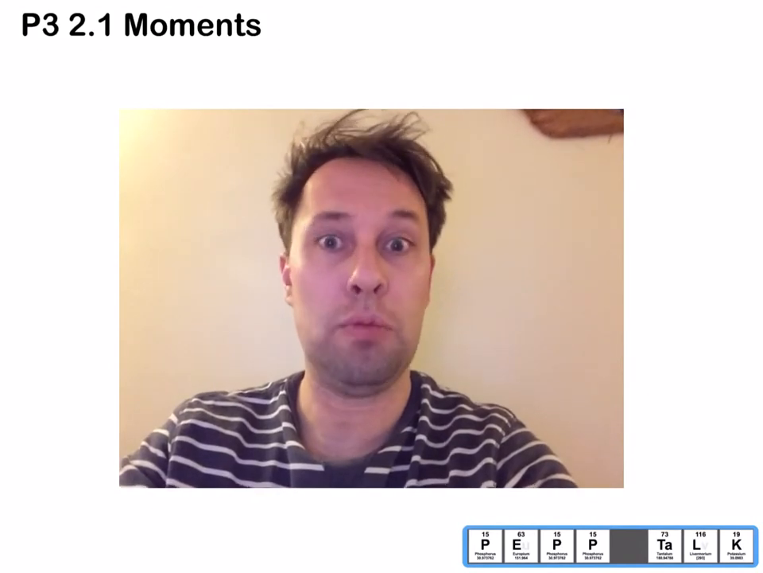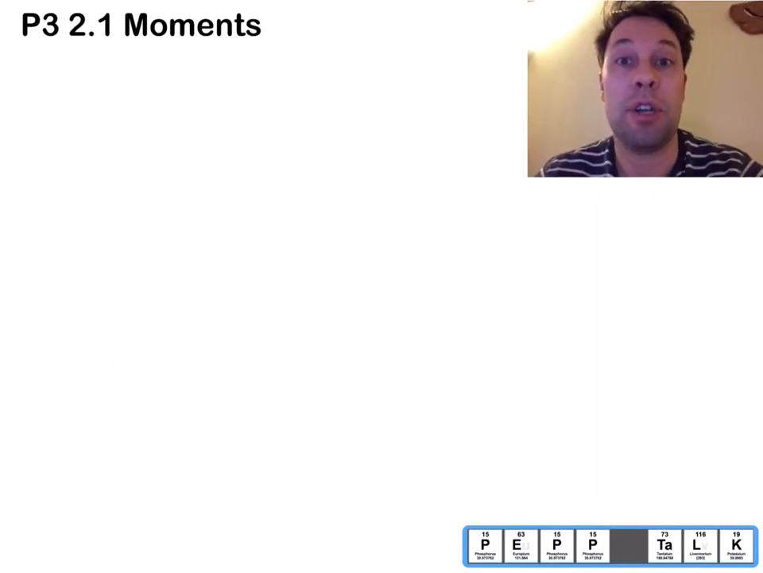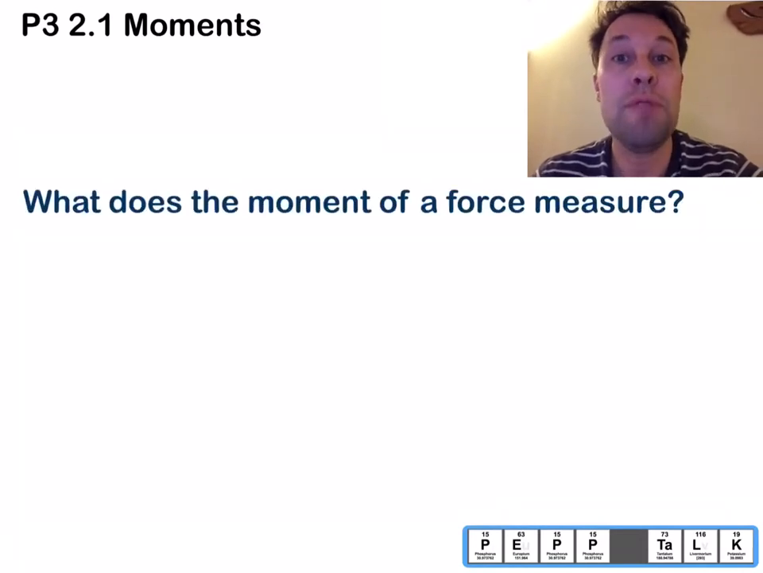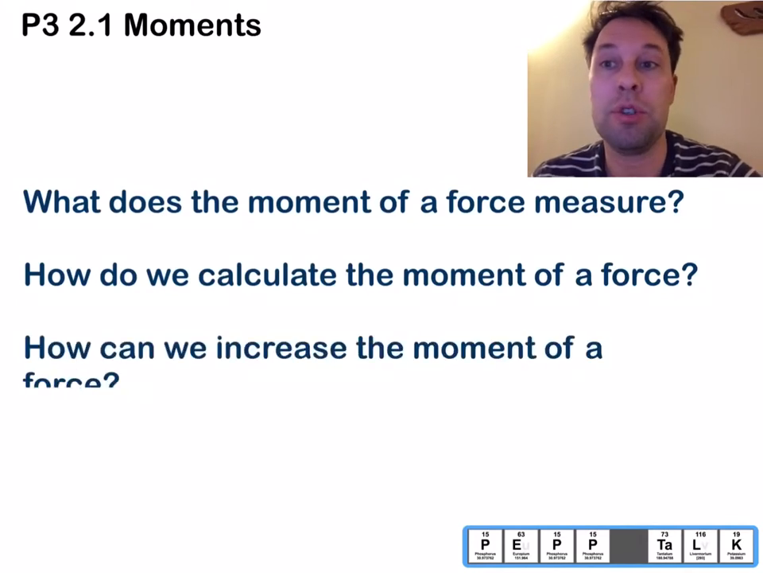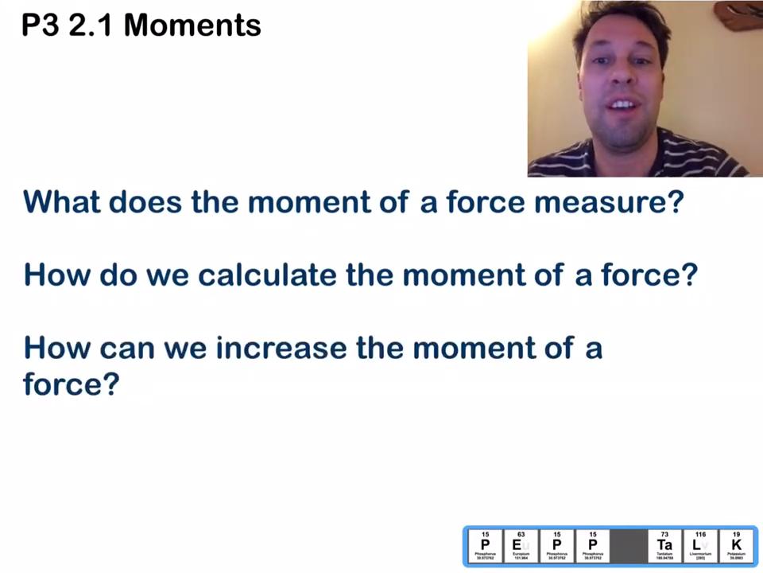Pepperell. Today I'm asking, why is it hard to control a little brush on the end of a long pole? By the end of this episode, you should be able to tell me, what does the moment of a force measure? How can we calculate the moment of a force? And how can we increase the moment of a force?